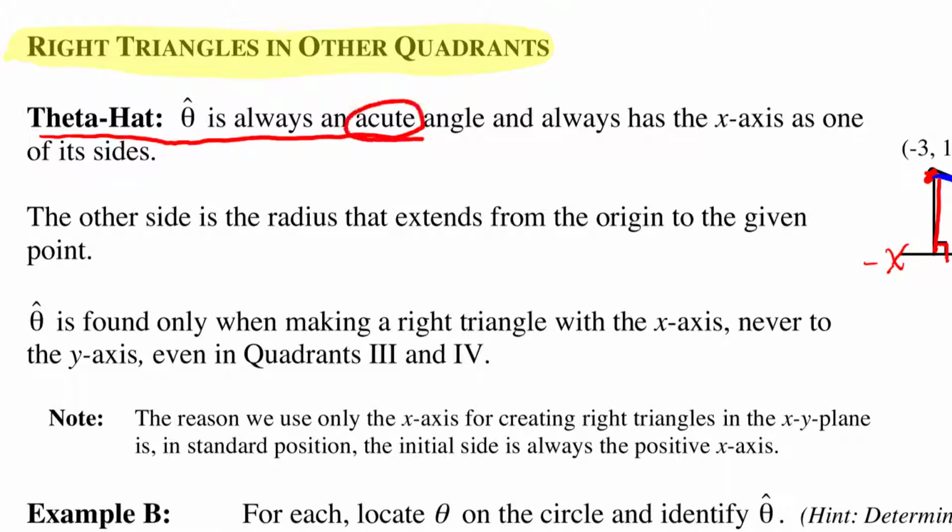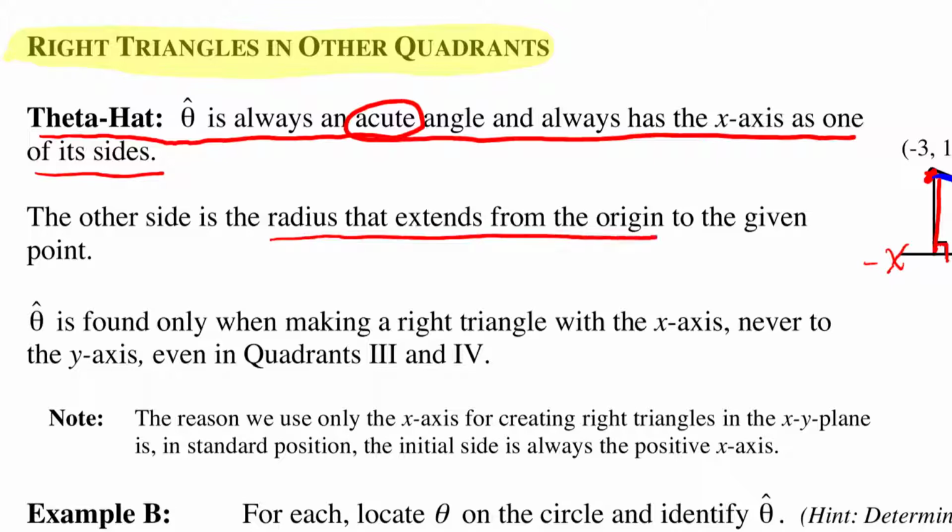We always draw that triangle to the x-axis as one of its sides. It might be the positive x-axis, might be the negative x-axis. The other side of the triangle, which forms the radius, is the one that extends to the origin, and that helps create the angle. So theta hat is found only when making a right triangle with the x-axis, never the y-axis, even in quadrants 3 and 4. It's always to the x-axis.